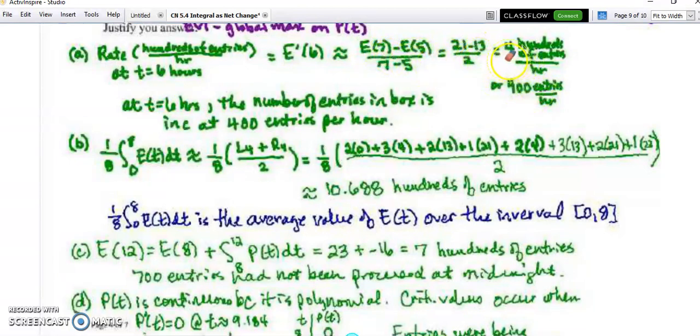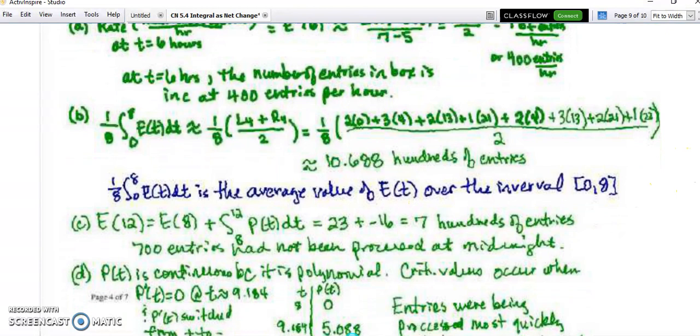And then notice I put my answer and I put what your units are. You can say 4 hundredths of entries per hour, or you could say 400 entries per hour. It doesn't matter which of these you put, but make sure you're careful about your units. So we have our when, our what, increasing, and how much, and the units, so that you have that.